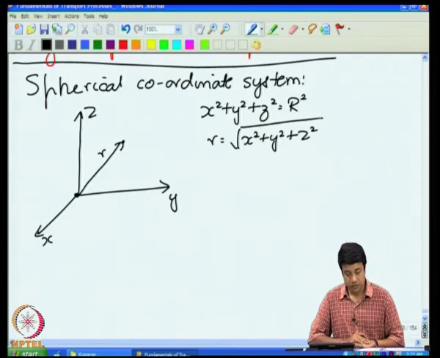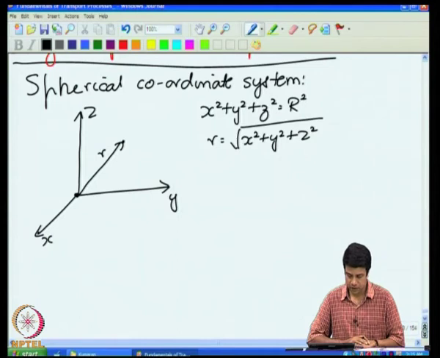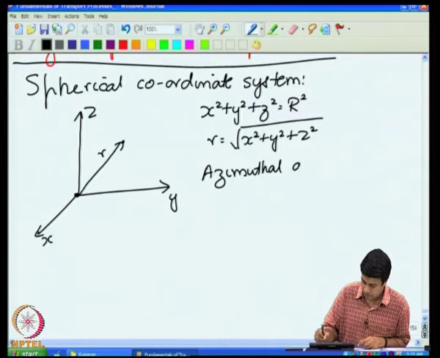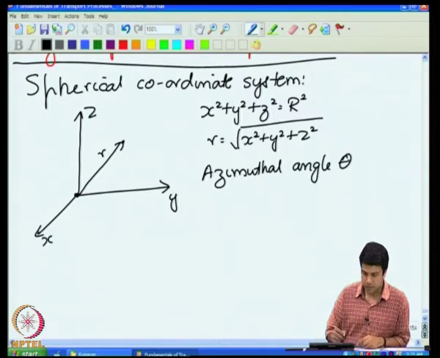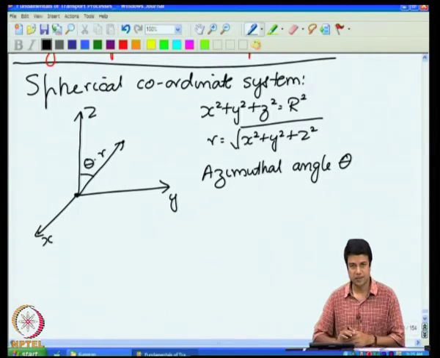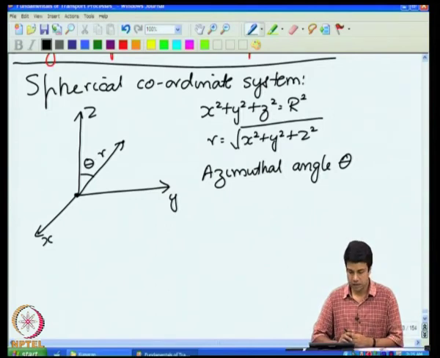I had x, y and z in the Cartesian coordinate system. I similarly need 3 coordinates in the spherical coordinate system. Traditionally, r is defined as the distance from the center. Then I have 2 other coordinates. One is the polar angle theta. This is the angle made by the radius vector with the z axis. In general, the z axis will be along some line of symmetry, and therefore, theta is the angle made with respect to the z axis.